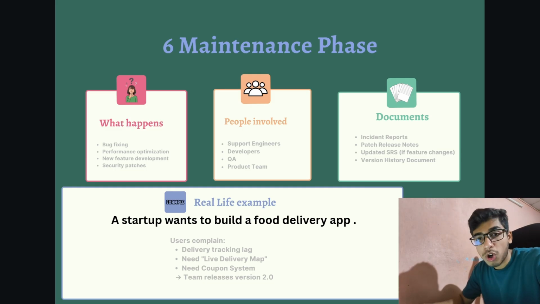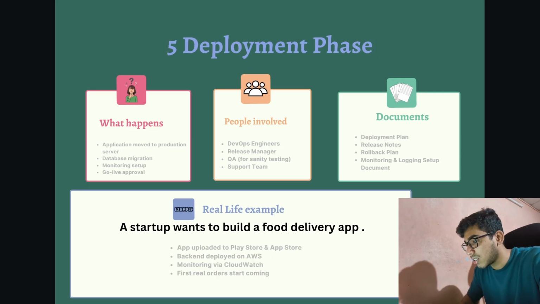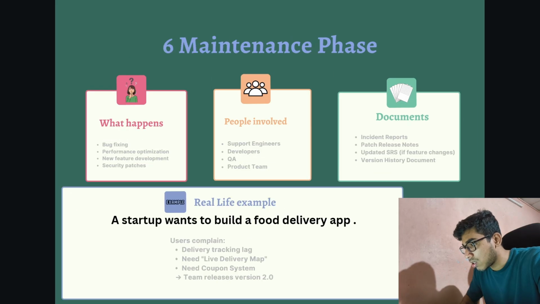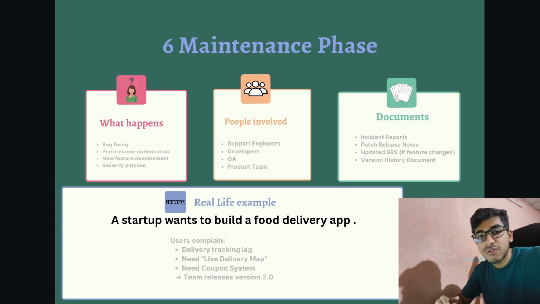The documents in this case are incident reports, like the user incidents which are reported. Then we release patch notes. In each patch, we need to mention what security issue was fixed here, so some notes related to that. Then the updated SRS. We had an SRS in the previous phase as well. Basically, it mentions the feature changes which are done in that patch update.